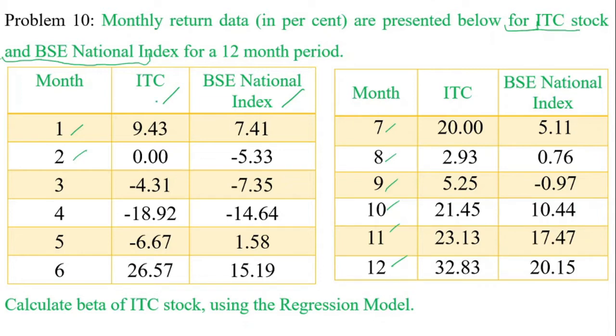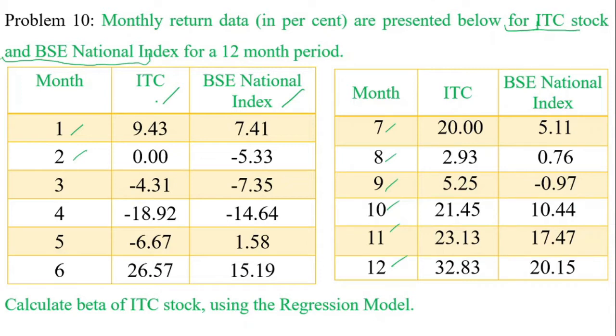The problem which we have already solved using the correlation method for finding the beta, that is, the measurement of systematic risk, we are now going to use for finding the beta by following the regression method. In the earlier class we applied the correlation coefficient method, but in this class we are going to use the regression method for finding the beta for the given problem.